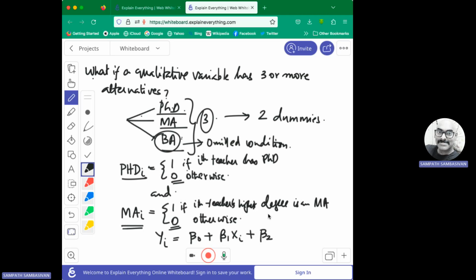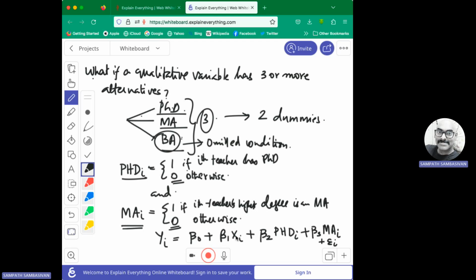Beta 2 here, what would that be? It would be PhDi, right? Plus beta 3 MAi, right? Plus epsilon i. This would be the econometric equation.